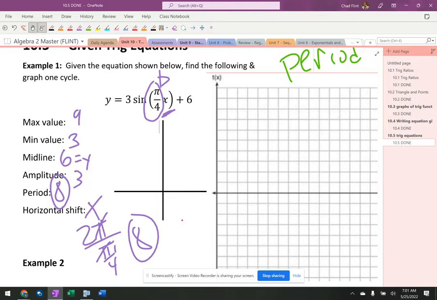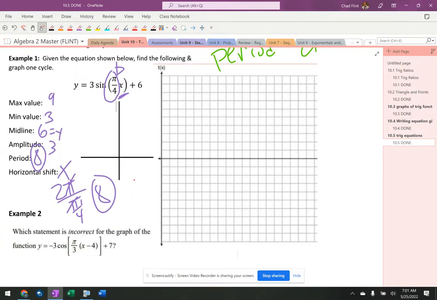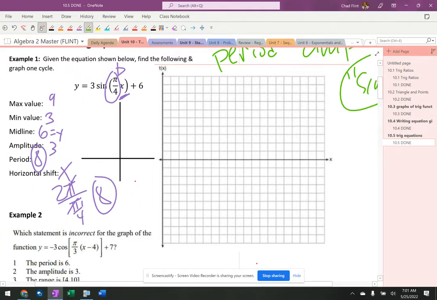So I go to my graph. I'm going to put my midline on there. I'm going to do a little counting here: 1, 2, 3, 4, 5, 6, 7, 8, 9. So I'm okay. 1, 2, 3, 4, 5, 6. So I draw a solid line right there. That is my midline. Amplitude is up 1, 2, 3, and I usually draw a dotted line like this. And then 1, 2, 3, and I draw a dotted line like that, because that is the fence that's going to hold my curve in.